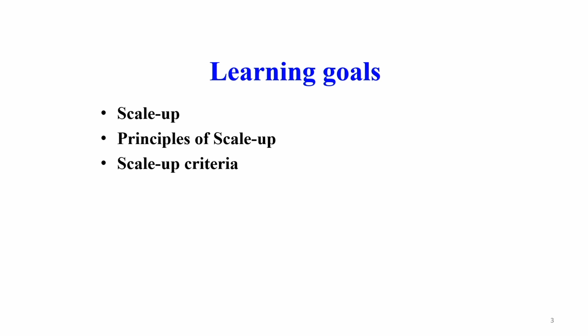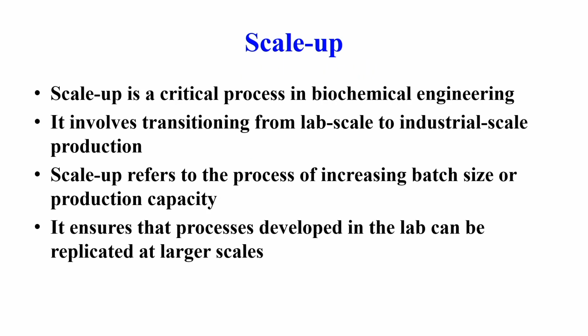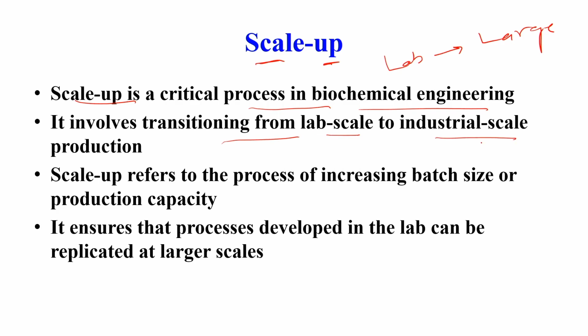In today's lecture, first we will discuss what is scale up, then what are the principles of scale up, followed by the different criteria which are followed for scaling up. The scale means size, up means increase. Scale up, as the name suggests, is very critical in biochemical engineering, because if you want to produce any product, we have to go from the lab scale to the large scale. So, it involves transitioning from lab scale to industrial scale production.